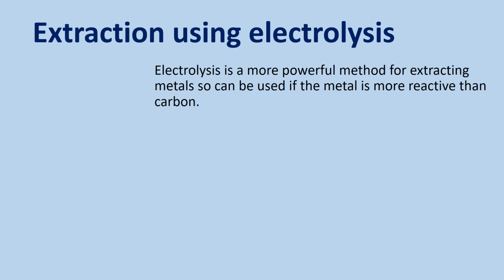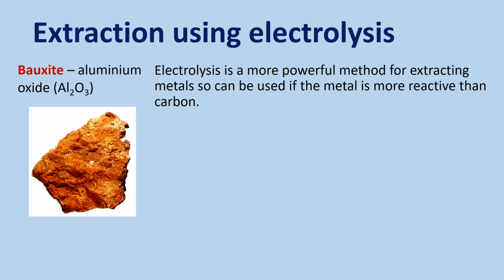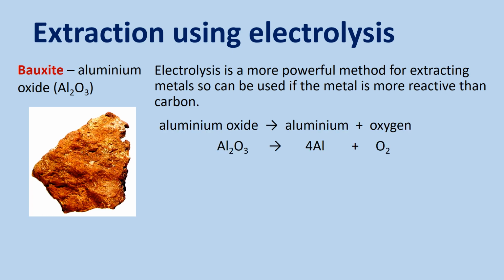Right. You can also extract metals using electrolysis. So electrolysis is a much more powerful method for extracting metals. So it can be used if the metal is more reactive than carbon. An example is the extraction of aluminium from aluminium oxide. The metal ore that has a high aluminium oxide content is called bauxite. So aluminium oxide goes to aluminium plus oxygen. And there's the balanced symbol equation.